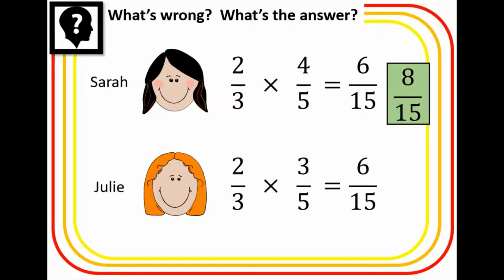At the bottom, Julie has done 2 times 3, multiplied the numerators to get 6, and she's got that correct, well done, and she's done 3 times 5 to get 15. However, she can improve that. She can simplify that. So that would then give her the answer 2/5. Okay, I hope this will help you when you are working out your multiplying fractions. Thank you.